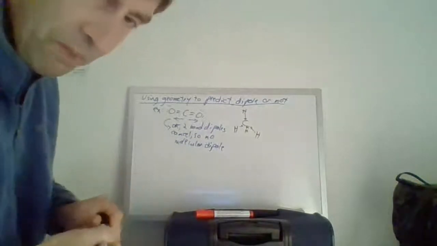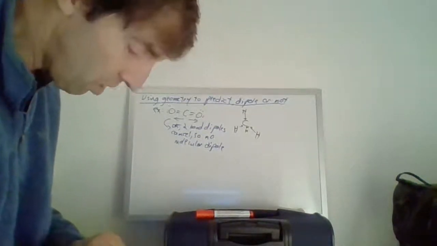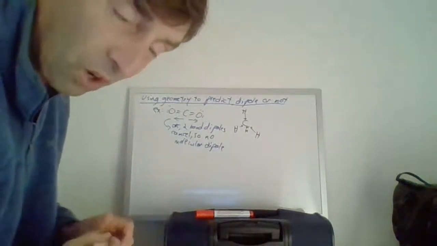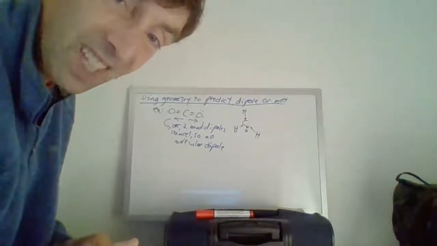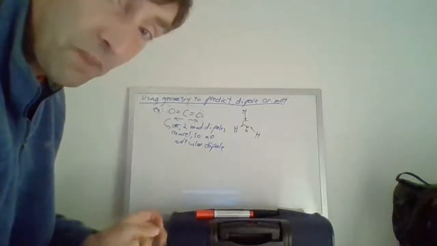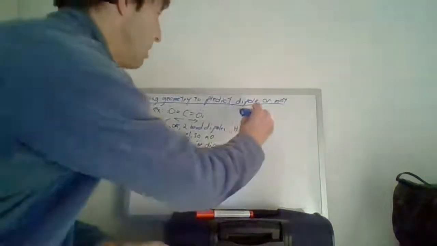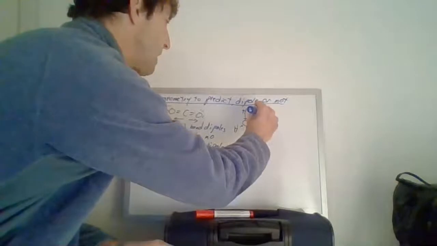But you know what? If you can do this and imagine it three-dimensionally, it's really, really symmetric, all those bond dipoles. Once again, all four bond dipoles cancel out. There's no net dipole for the molecule. Okay, so bond dipoles cancel.